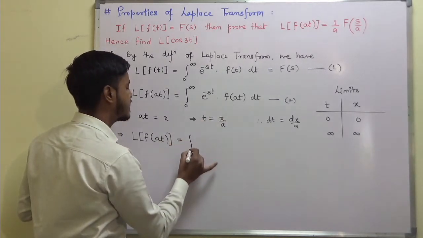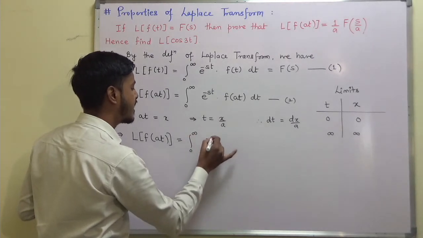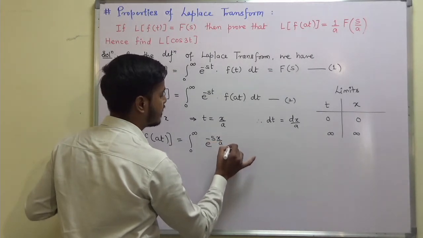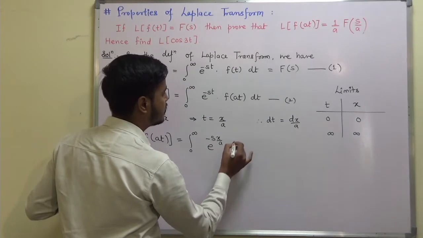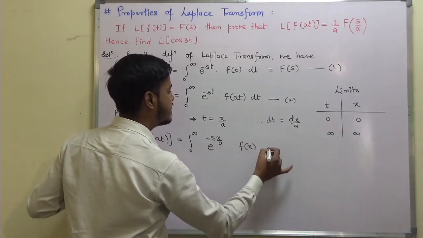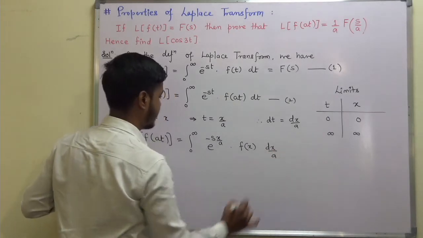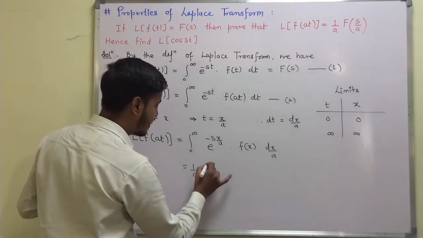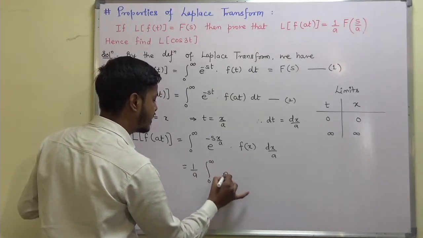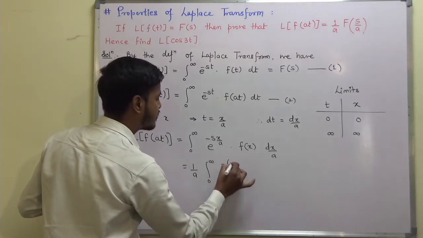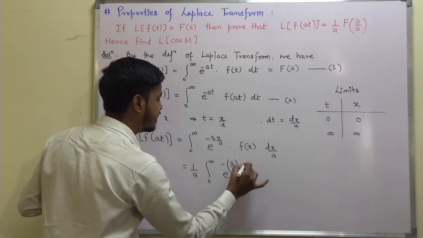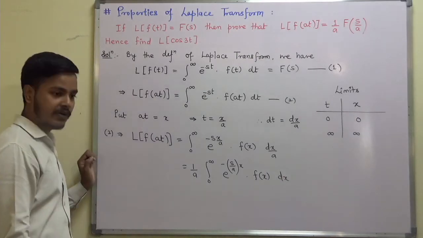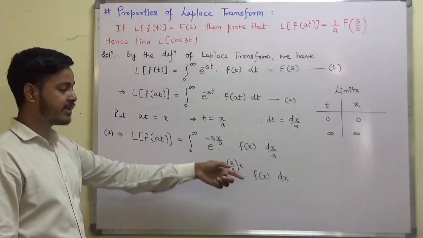This is equal to, limits unchanged, 0 to infinity e to the power minus s. What is t? t is x by a, into f of x. What is dt? dt is dx by a. So you can take 1 by a outside, right? And we remain with integration 0 to infinity e to the power minus of s by a into x into f of x dx. Don't bother about the things written in terms of x.